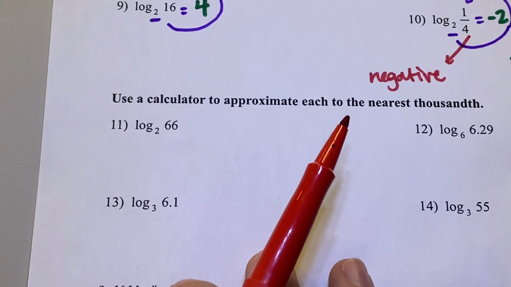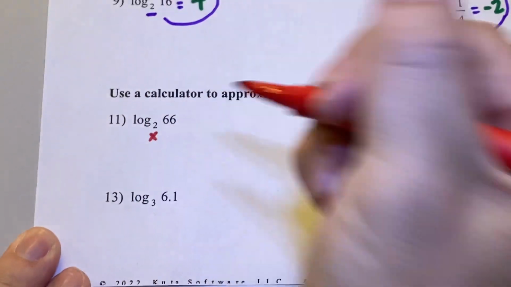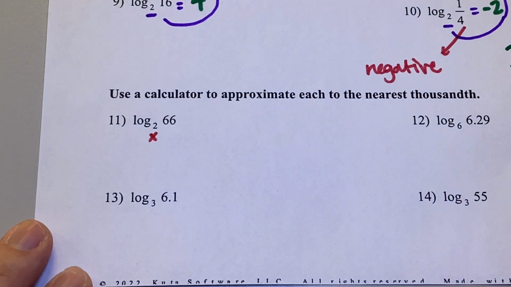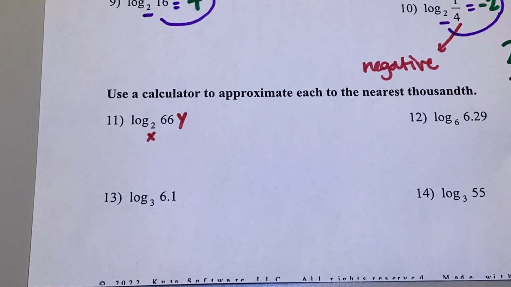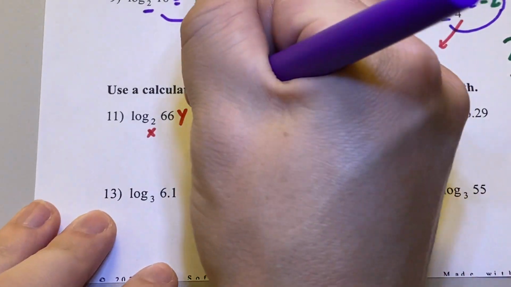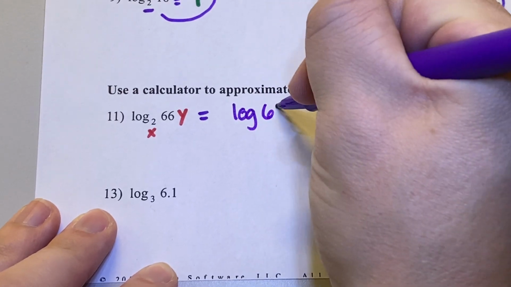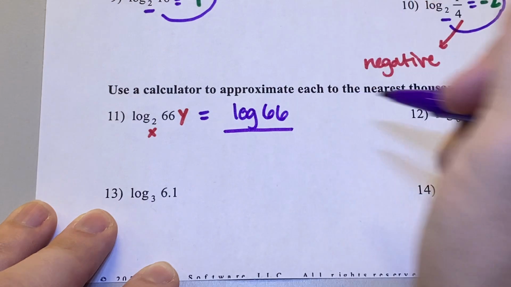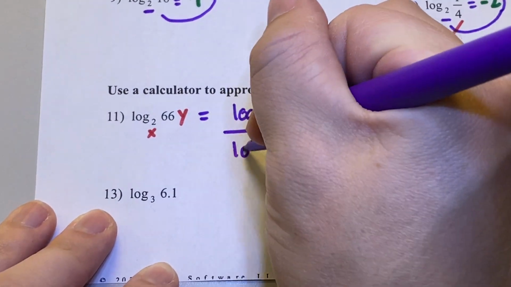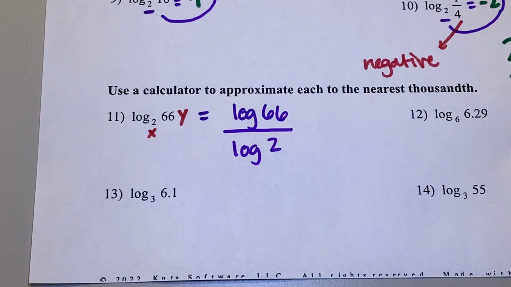So first of all, what's in my x spot? What's the base in this case? 2. What's the y in this case? 66, okay. So we rewrite this in order to punch it into the calculator. Remember, log of my y, so log of 66, divided by log of my x, log of 2.